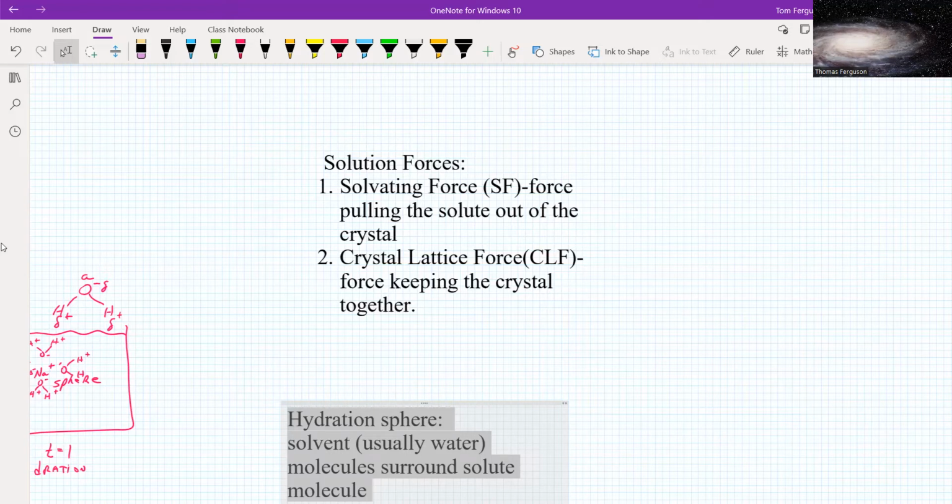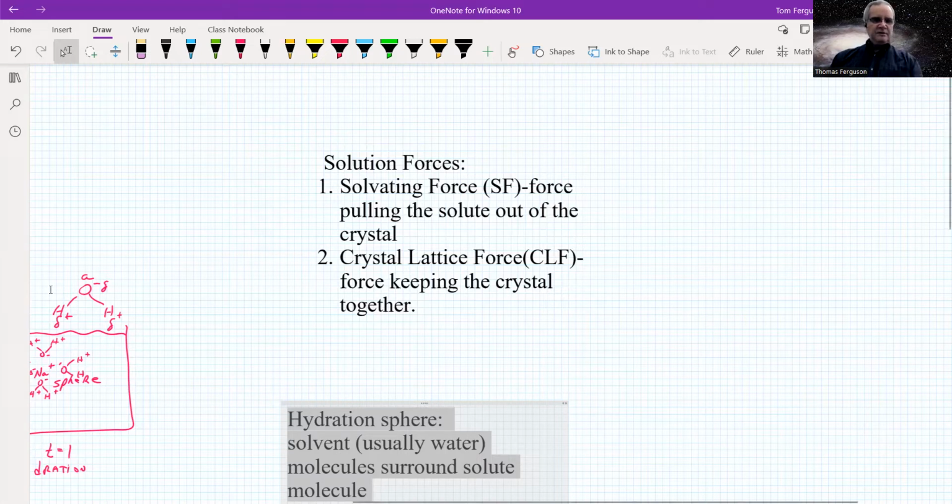Now, we've done the double replacement reactions. We're looking up whether the new combination of ions forms a solid or not. So when there's no solid or no reaction, that means the solvating force is more than the crystal lattice force. When you form a solid, then the crystal lattice force is stronger than the solvating force. And I abbreviate those by SF for solvating force and CLF for crystal lattice force.